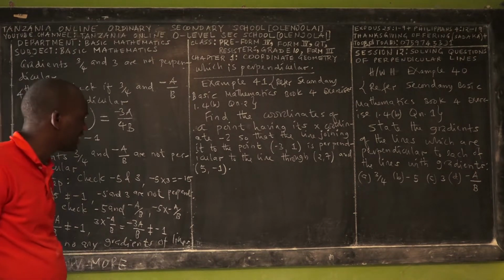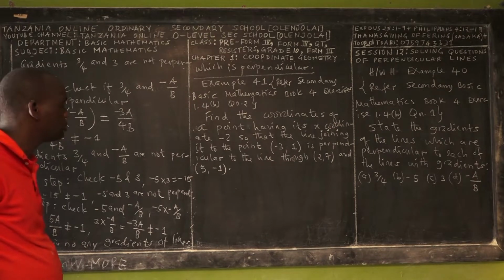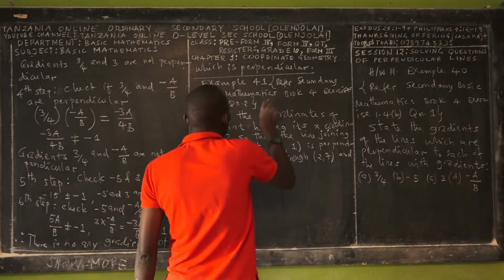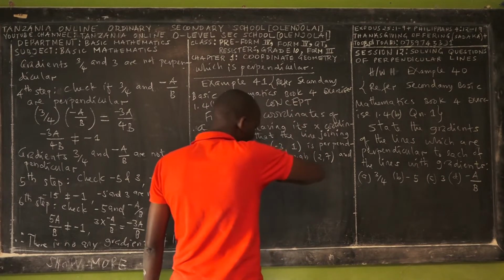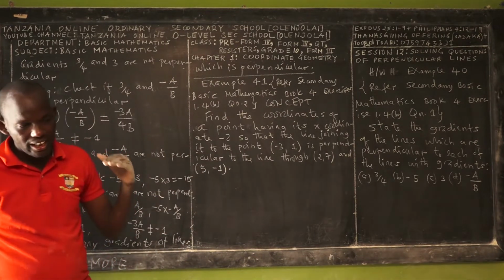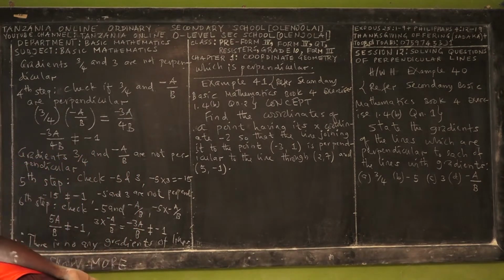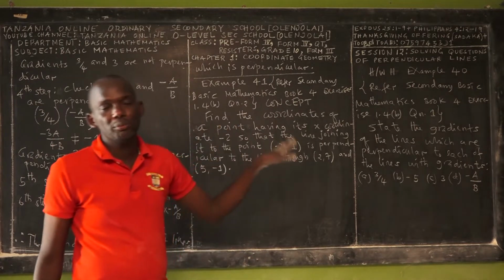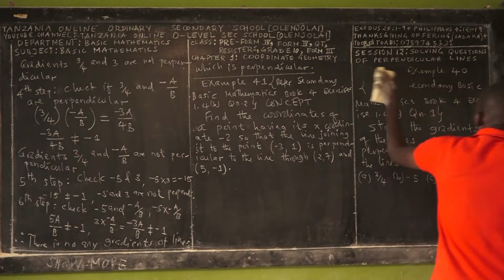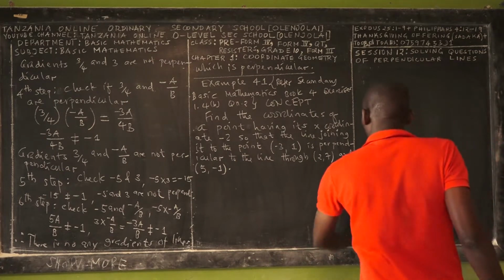Find the coordinates of a point having x coordinate -2, so that the line joining it to the point -3, 1 is perpendicular to the line through 2, 7 and 5, -1. This question, the way it is, seems like a conceptual question, but you solve it step by step. Because we are using the active learning system, where a student can pause a video and try to solve a question himself or herself on rough paper before we solve it together, you can pause the video right now, take your rough paper and try to solve example 41. Once you are done, you can click the play button to check the correct solution of this problem.